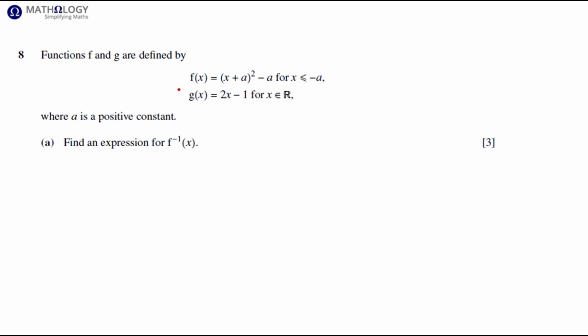Functions f and g are defined by f of x equals (x plus a) all squared minus a for x less than or equal to minus a, and g of x equals 2x minus 1 for x an element of the real numbers, and a is a positive constant. Find an expression for the inverse of f of x. So f of x equals (x plus a) all squared minus a.